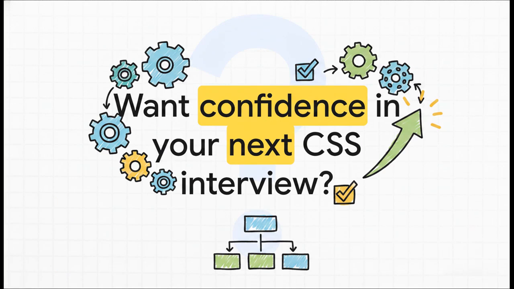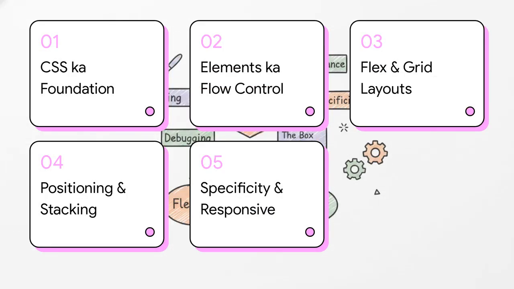Well, you're in the right place. Let's take a look at everything we're going to cover. We're going to tackle this in 5 main sections. We'll kick things off with the absolute foundation of CSS. Then we'll look at how elements control their flow on the page. After that, we'll dive into modern layouts like Flex and Grid, then cover positioning, and finally, wrap up with the magic of specificity and responsive design.